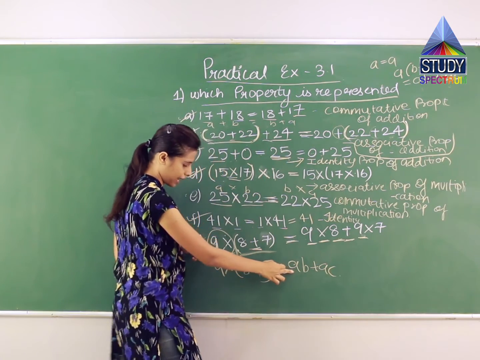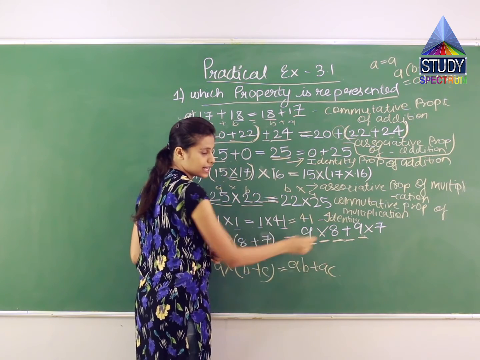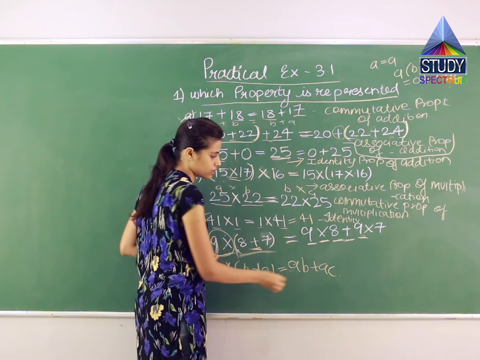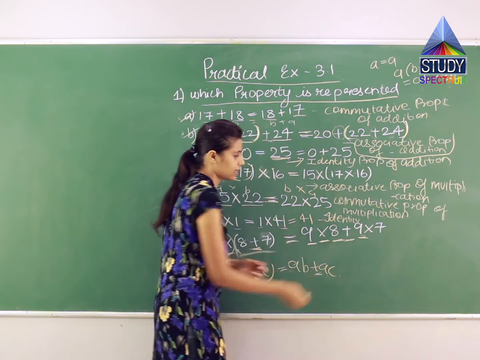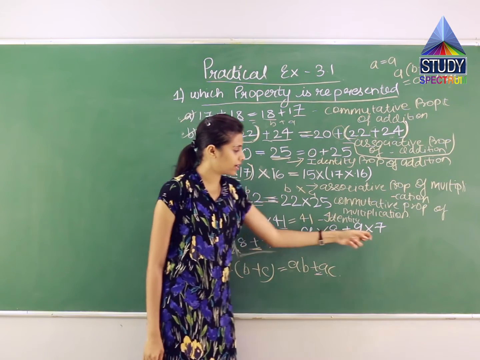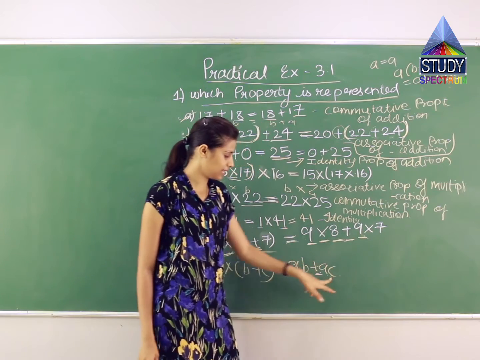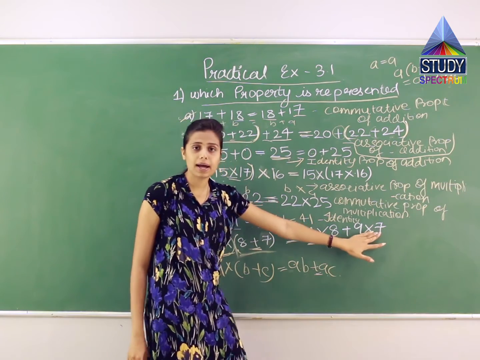What is A here? 9. So 9. What is B? 8. If no sign is given, it is assumed to be a multiplication sign. Then what is in the formula? Addition sign. So addition sign AC. Meaning what is A? Look over here. A is 9. So I have written 9 multiplied by C, which is 7, right? So it's multiplied by 7.